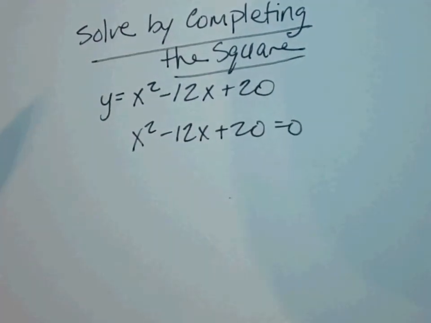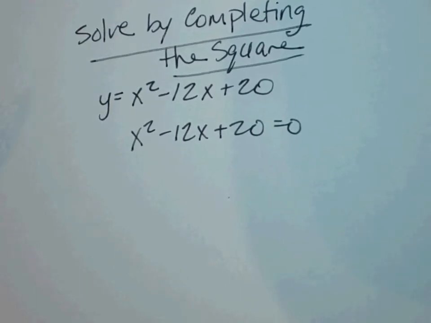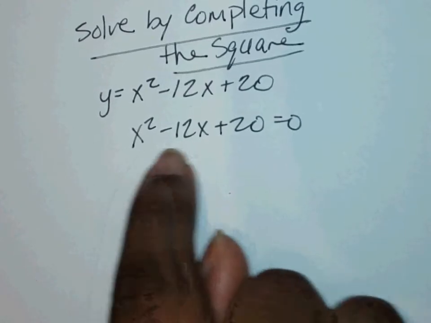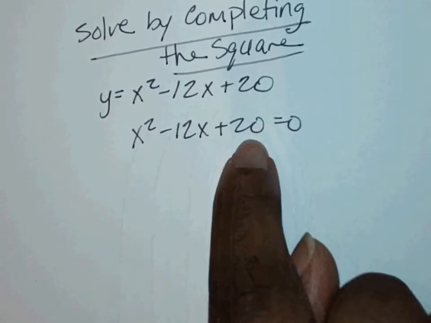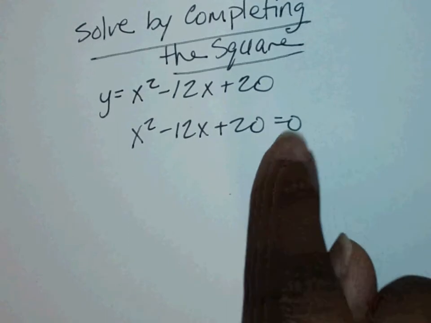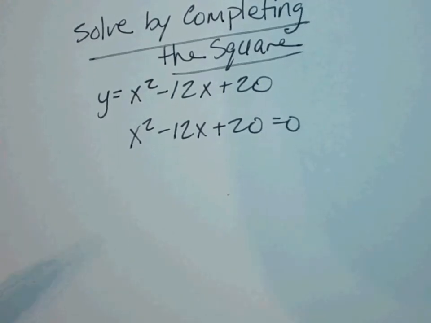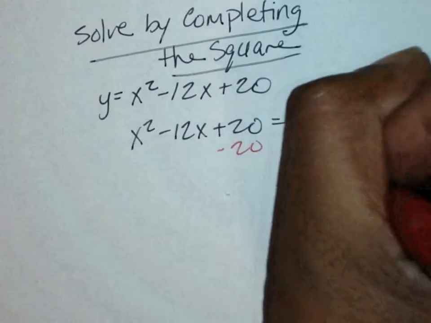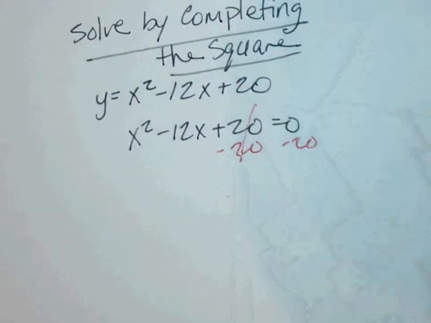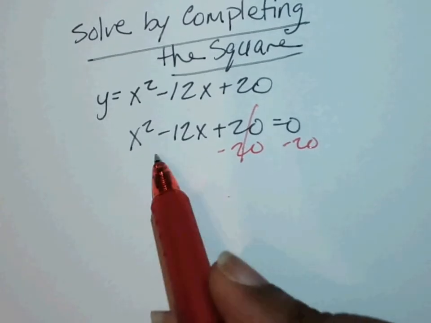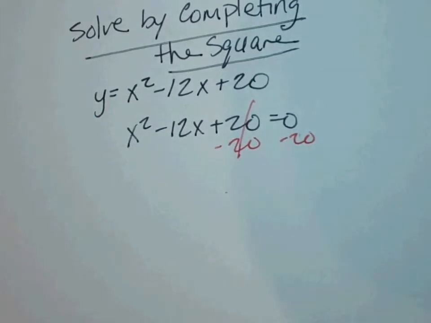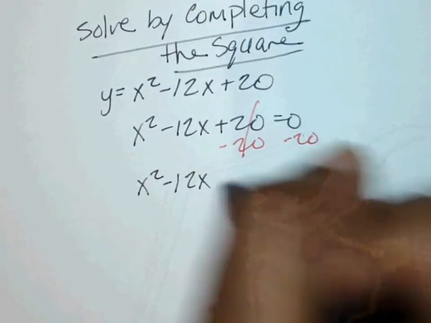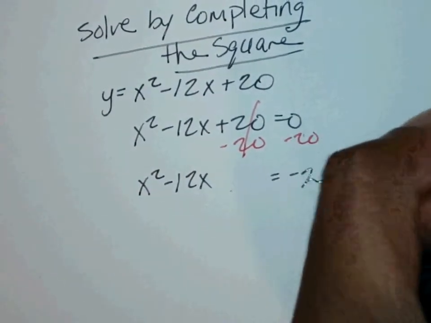If you know how to complete the square, the first half is not that bad at all. So in order to complete the square, I need my variables on one side and my constants on the other side of the equal sign. And so what I need to do is minus 20 from both sides. Because if I get rid of the 20 on that side, I'm left with my variables over here and my constants over there. So I am now left with x squared minus 12x equals negative 20.